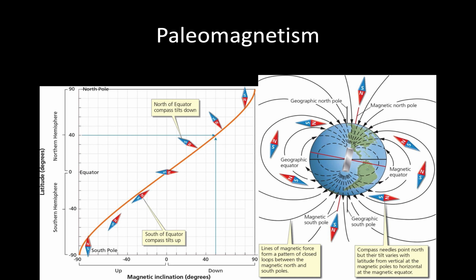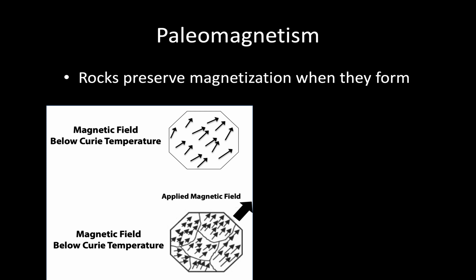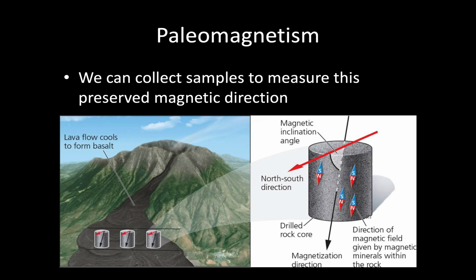So, okay, how does this weird magnetic rock magic have any relevance to plate tectonics? Well, let's explore this. Again, rocks preserve magnetization where they form. This is what it looks like. We're not going to worry too much about the Curie temperature, but it just means below a certain temperature, rocks will have magnetics. That was named after Pierre Curie, not Marie. Rocks are preserved in a certain direction, meaning we can use them to make a giant jigsaw puzzle of what Earth used to look like.